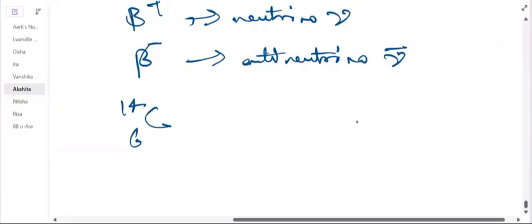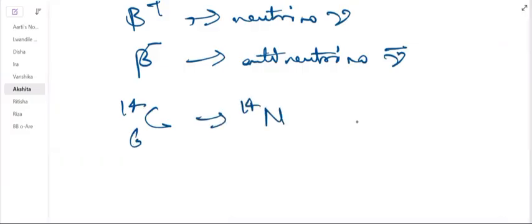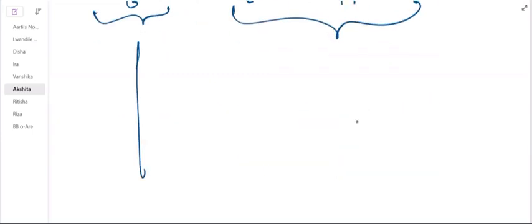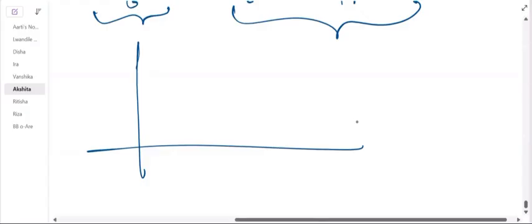Carbon 14,6 is going to nitrogen 14,7. So 7 minus 1 will be 6. You just have to balance the products with the reactants. So it will be beta minus 0, obviously. As it is beta minus, it will be an anti-neutrino. Done?